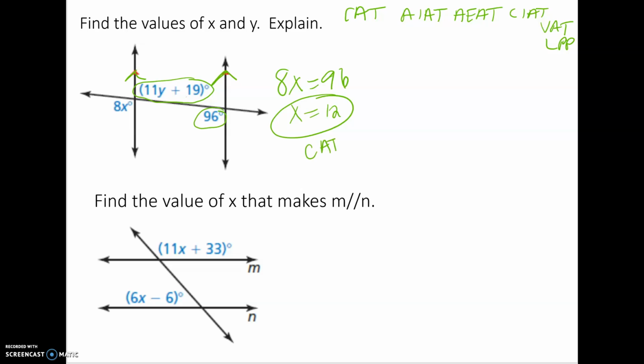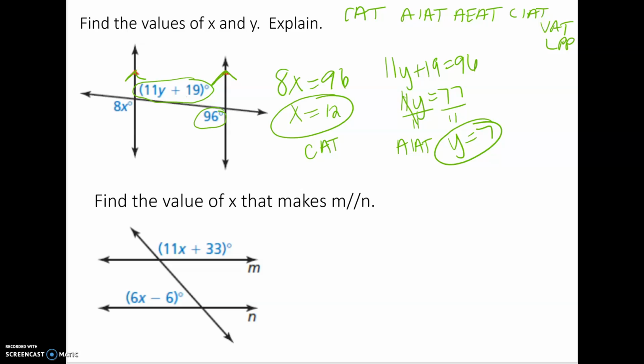So these were corresponding. Then I have alternate interior angles. So 11y plus 19 equals 96. So first thing I'm going to do is subtract my 19 and then divide by 11. So y is 7.